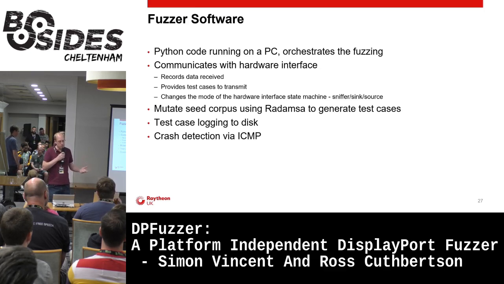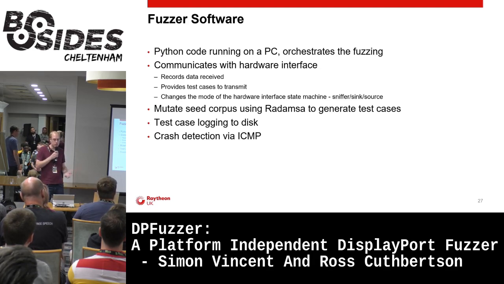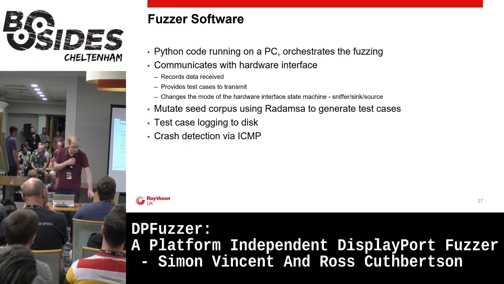This fuzzer would also handle things like logging the test cases to disk, which wouldn't have been very practical on an embedded device, as well as doing crash detection. So we did crash detection in the end via ICMP, so a target like a Windows PC. Essentially, you can keep pinging it, and then when it crashes, it will stop responding to pings, so you know you've had a crash or something's gone wrong somewhere.